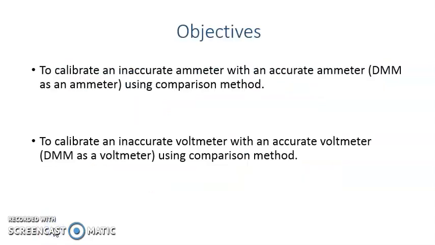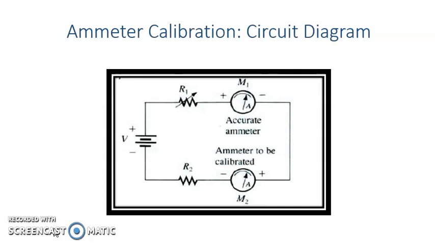So our objective is to calibrate an inaccurate ammeter with an accurate ammeter. So accurate ammeter will be DMM that will be used as an ammeter using the comparison method. The second objective is to calibrate an inaccurate voltmeter with an accurate voltmeter. Same is the case here. DMM will be used as a voltmeter using the comparison method.